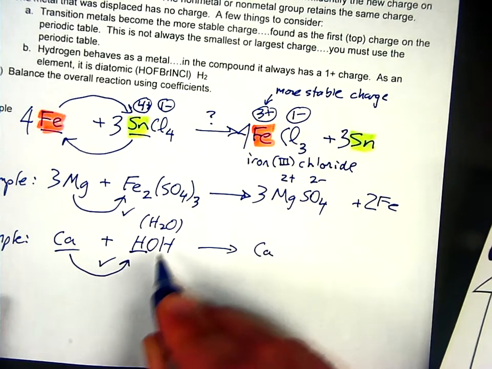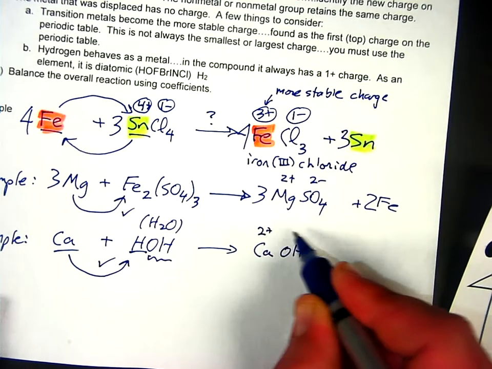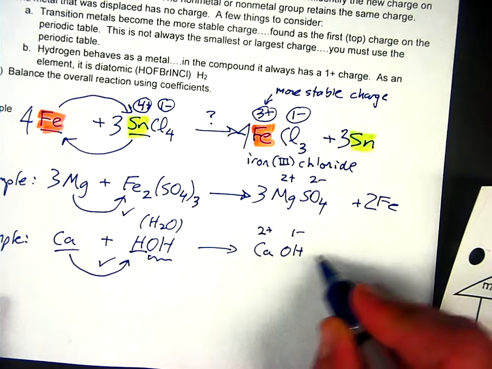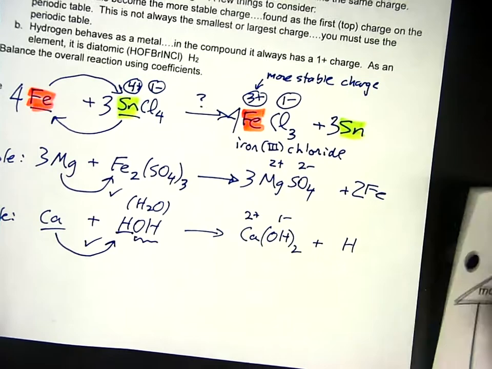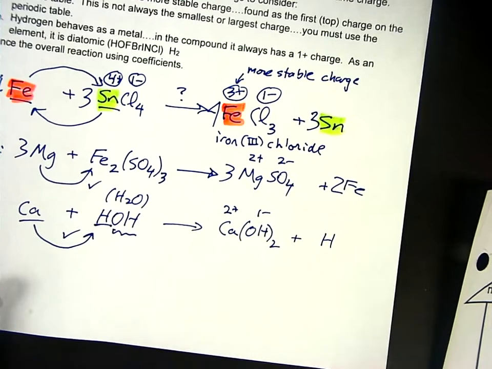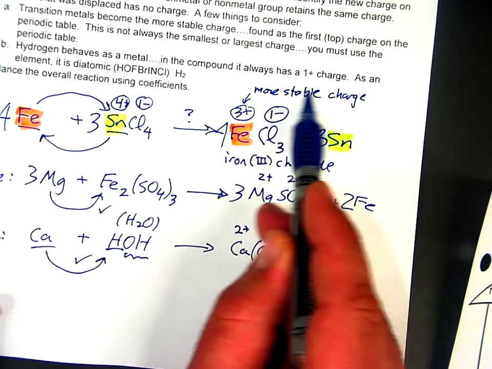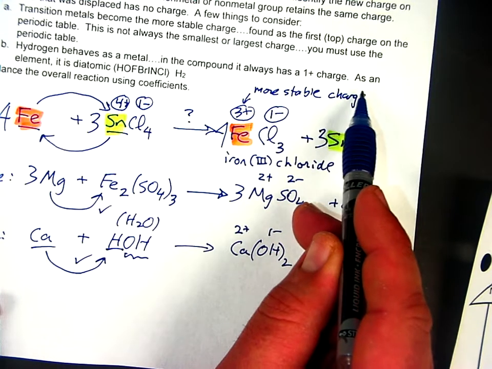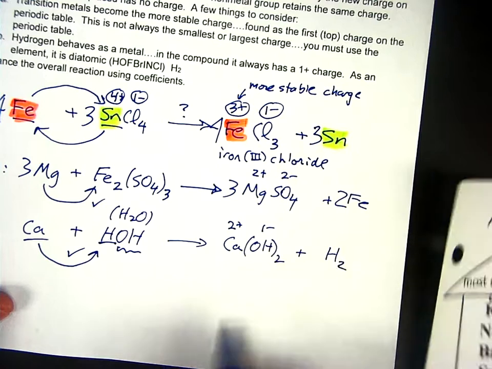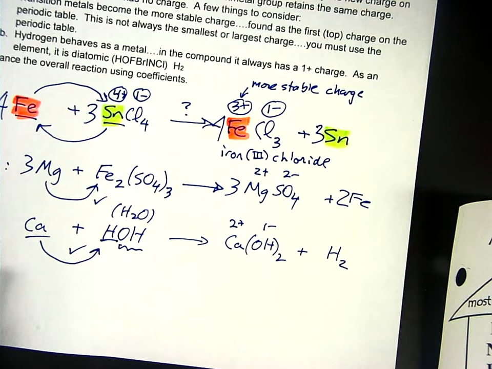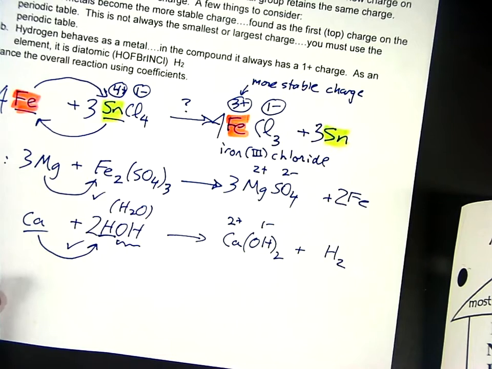So I'll get calcium, and you see this is the anion, hydroxide. And this is 2 plus, and if I look on my chart, hydroxide's 1 minus, crisscross, I need a 2 here. And then hydrogen is what's produced. Now hydrogen, atomic hydrogen is never produced, so I had to double check. Hydrogen behaves as a metal. The compound is always a plus charge of 1. When it becomes an element, it is diatomic because it's a Hofbrinkel element. And then I just have to balance it. And I believe I'll need 2 of these, and that will balance everything out.